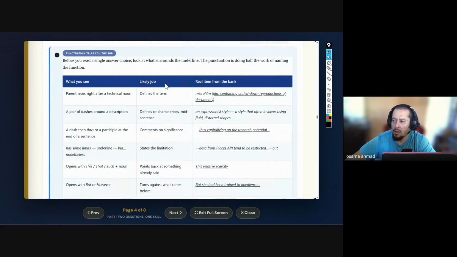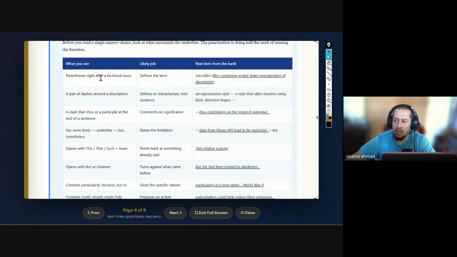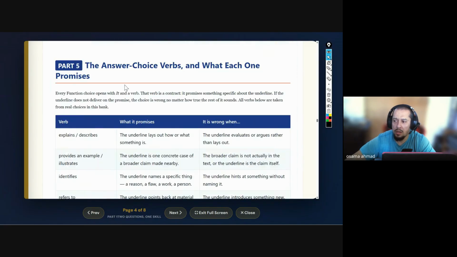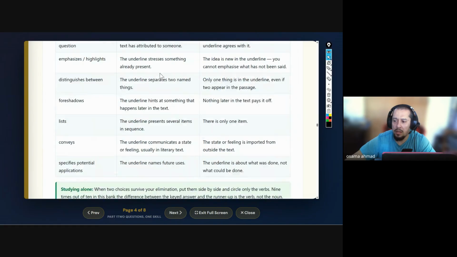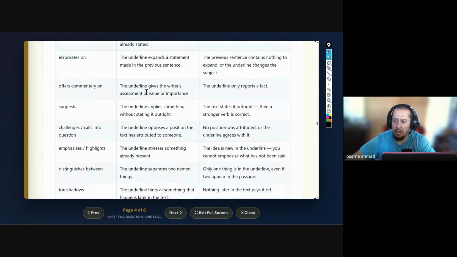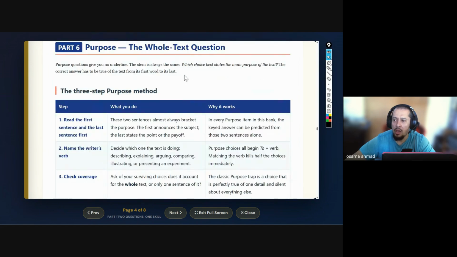Remember also, make sure you read this, please. And these are tables. Specifically this. So purpose questions give us an underlined portion, right? A purpose question, same step. Which choice states the main purpose of the text? So the correct answer has to be true of the text from its first word to the last.